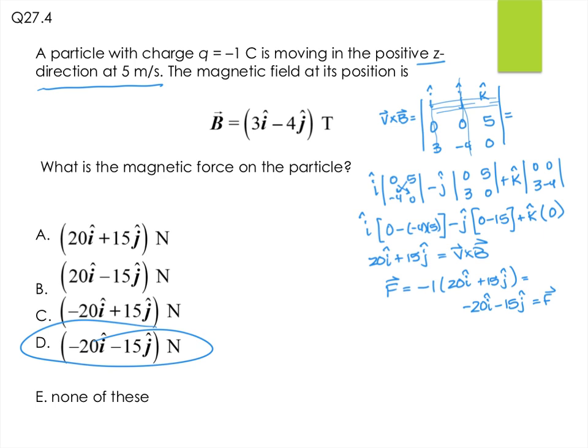I wanted to show you another way I could do this because the velocity is just one component. We can actually kind of distribute it to do the cross product.